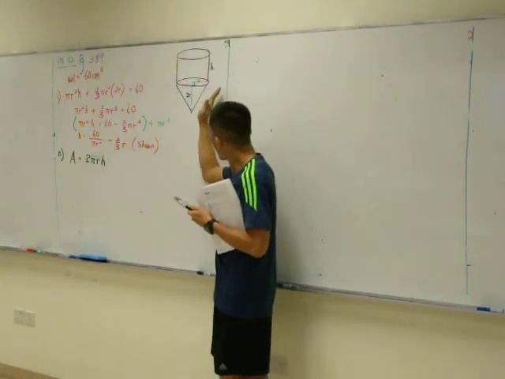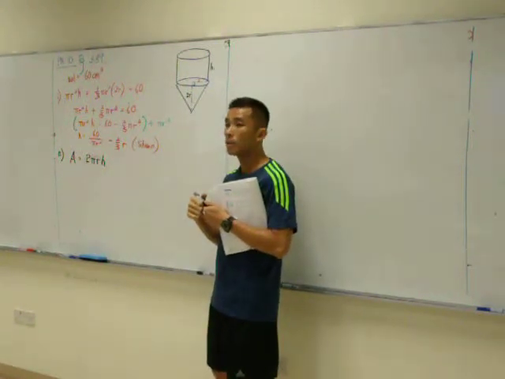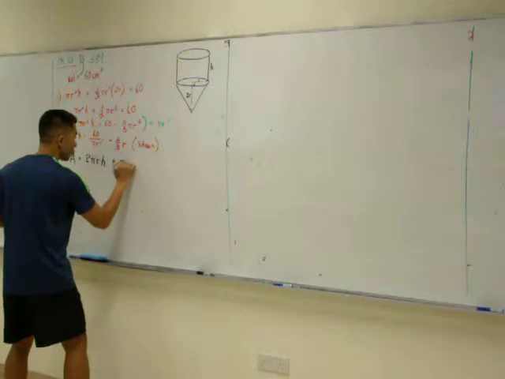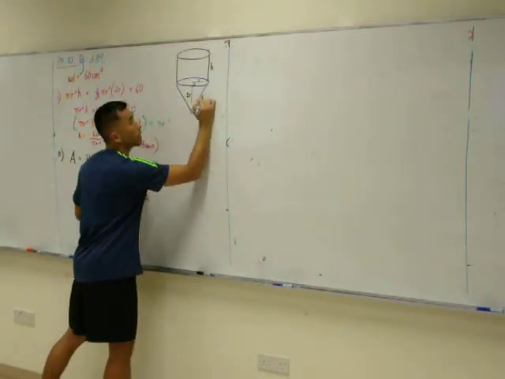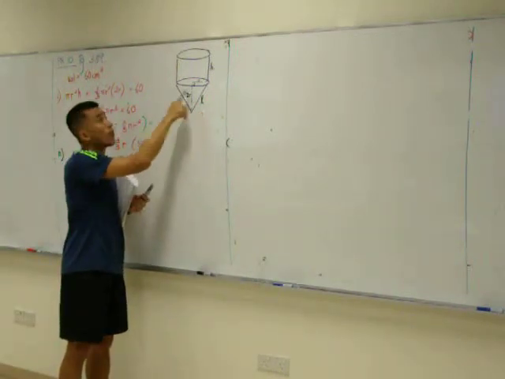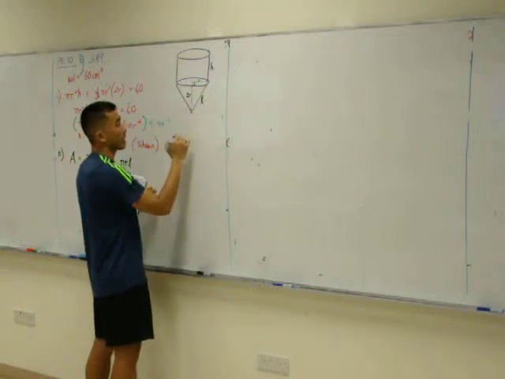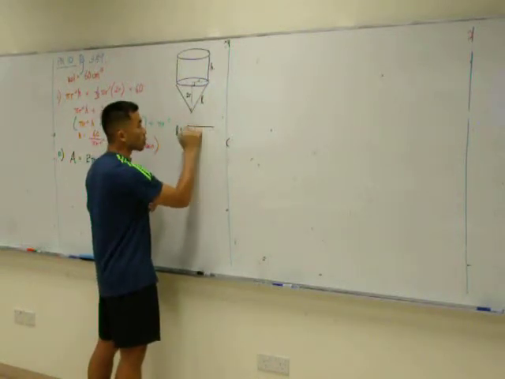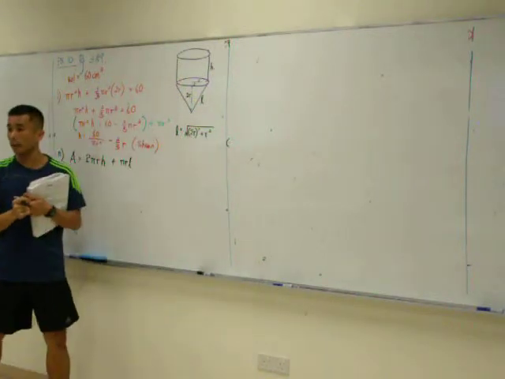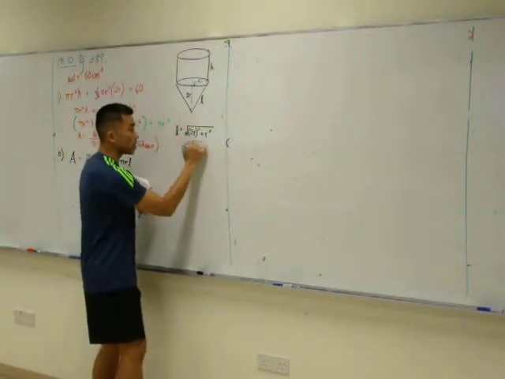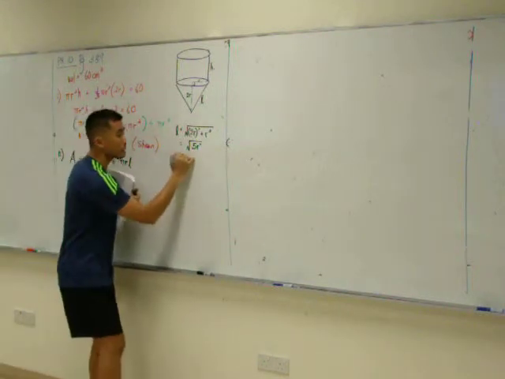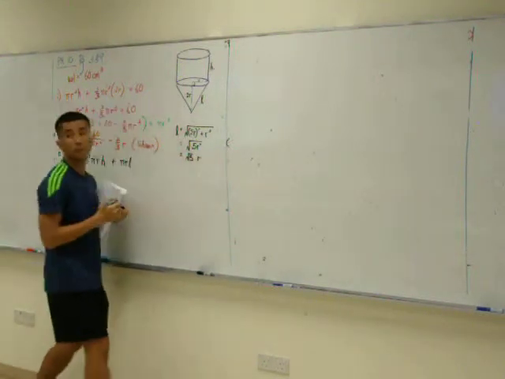How to find the curved surface of the cone itself? What's the formula? Pi r L. But L is this L over here. Do you know what L is? You have to make use of Pythagoras theorem because this is a right angle triangle. So L is equal to the square root of (2r) squared plus r squared. Am I right? Pythagoras theorem. So this will be the square root of 5r squared. If you really want to simplify, this will be square root 5 times r.